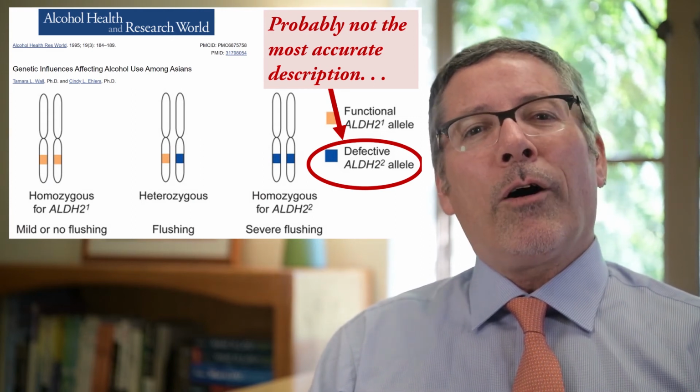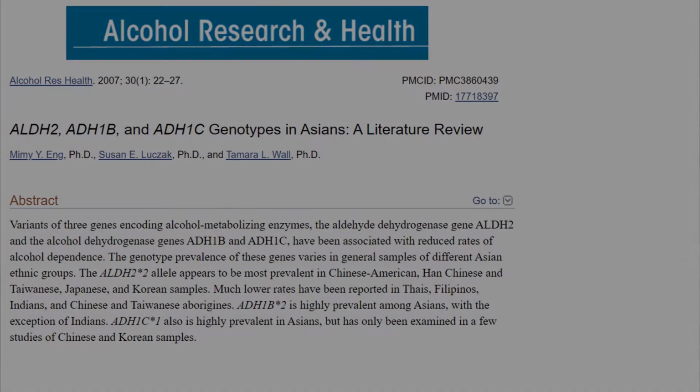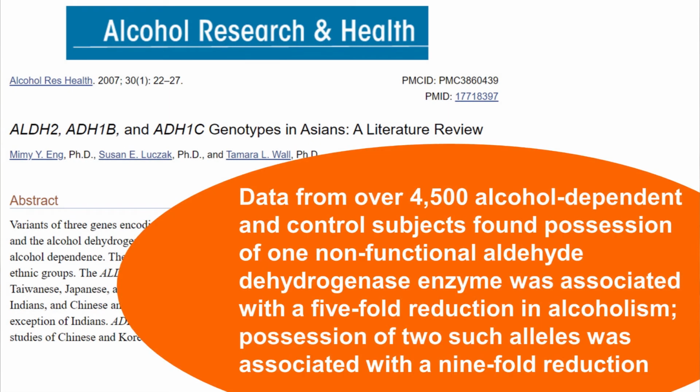Well, in some research on alcohol use and abuse, what they found was this. Data from over 4,500 alcohol-dependent and control subjects, so these were alcoholics, found that possession of one non-functional aldehyde dehydrogenase enzyme was associated with a 5-fold reduction in alcoholism. In other words, if you can't process it and acetaldehyde builds up, then you're less likely to drink a lot. You're less likely to become an alcoholic. People who have two of the enzymes that don't function, it's associated with a 9-fold reduction. So they're like 1/10 as likely to become alcoholics because of this non-functioning aldehyde dehydrogenase.